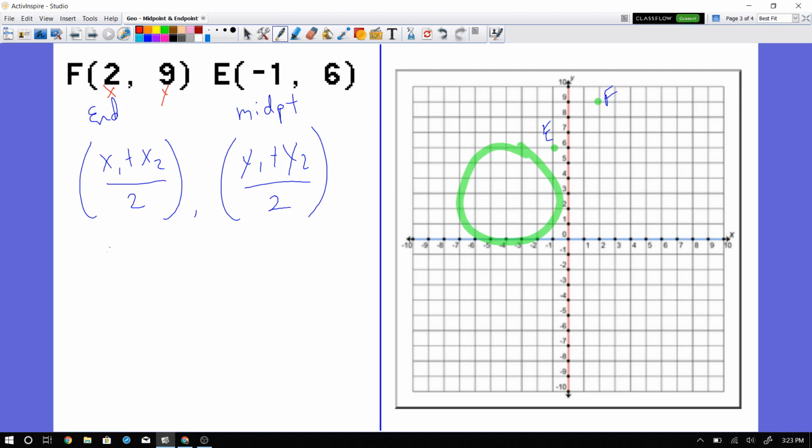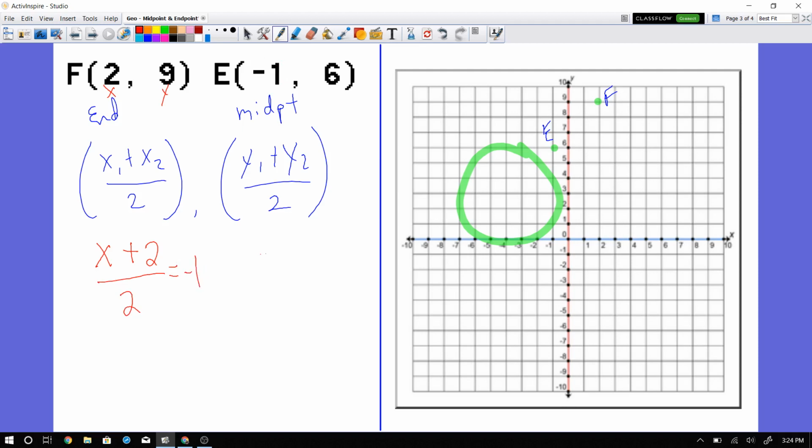So this is where we can have x. And remember, this is line D to F. So we could technically say that this is our x2. So x1 plus x2 divided by 2 equals, what was the x value we got for our midpoint? Negative 1.